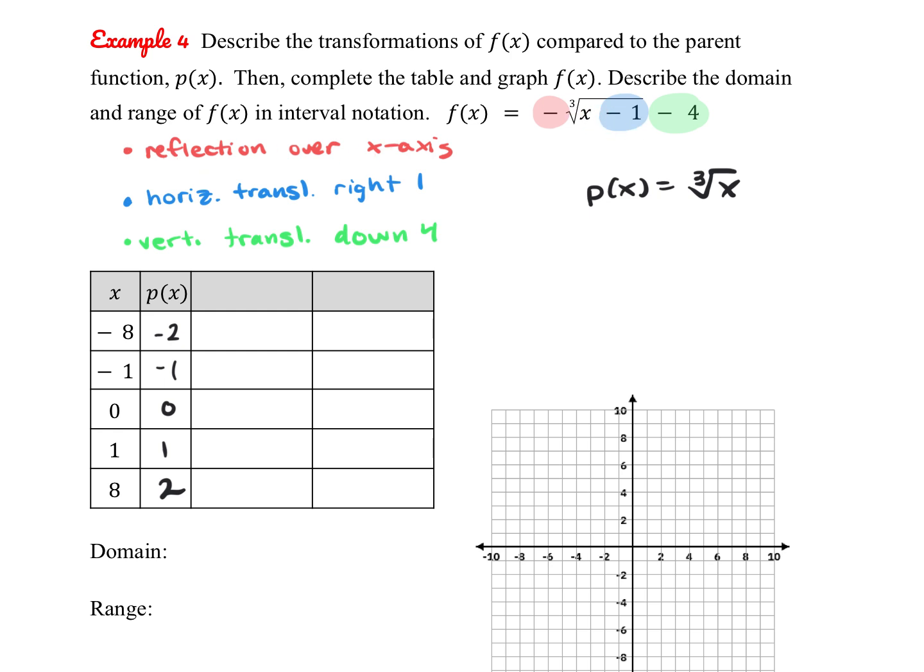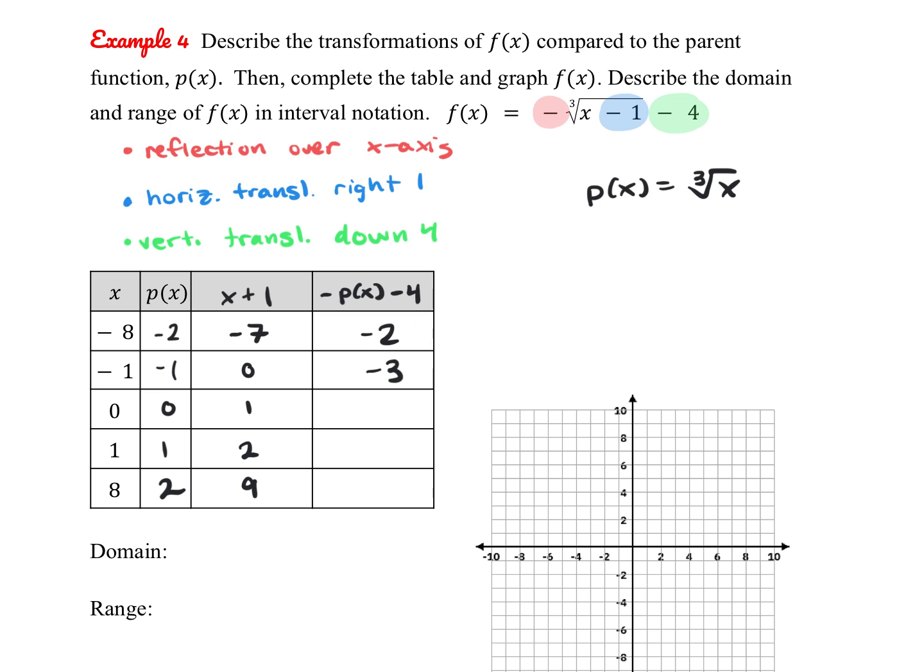So the only horizontal change I see is to the right 1. So I'm going to add 1 to all the x values. Maybe we do that first this time. So we have negative 7, 0, 1, 2, and 9. And then for the y values, I'm going to multiply them by negative 1 for the reflection, and then subtract 4. So negative 2 times negative 1 is 2. Positive 2 minus 4 is negative 2. Negative 1 times negative 1 is positive 1, minus 4 is negative 3.